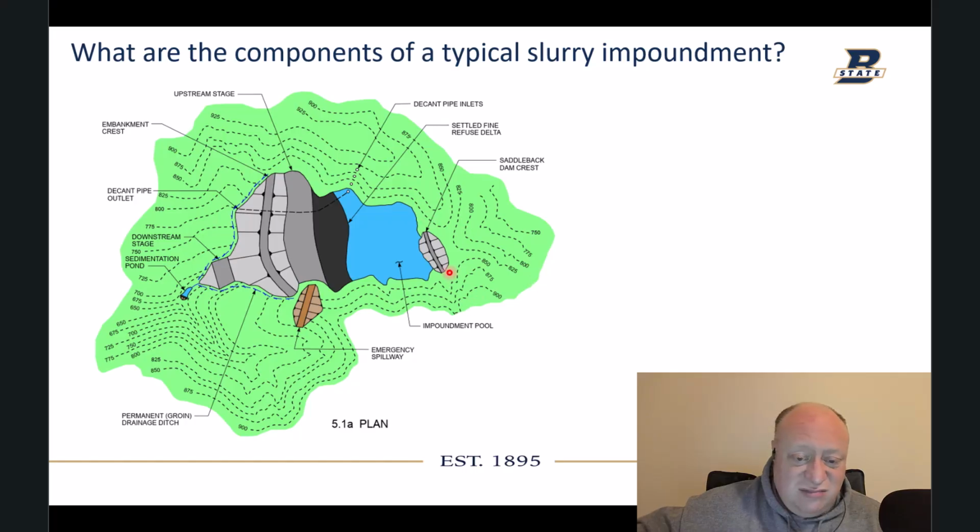And then they have a saddleback dam crest. I guess what they did was build a secondary dam here so the water only goes up to this level. It doesn't get back up in here or something like that, I guess. And the impoundment pool itself here is the water that's impounded behind this dam.